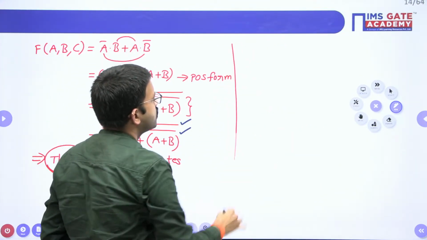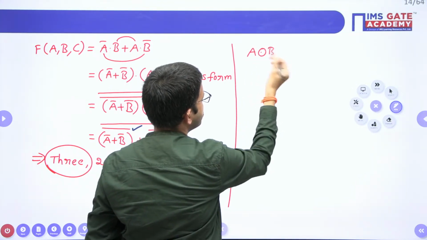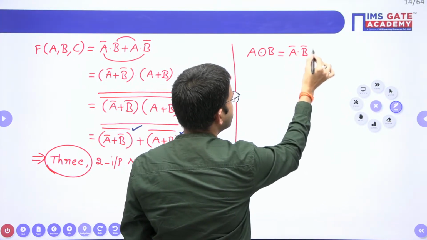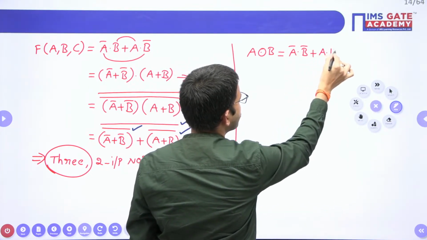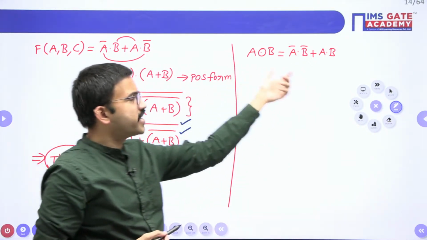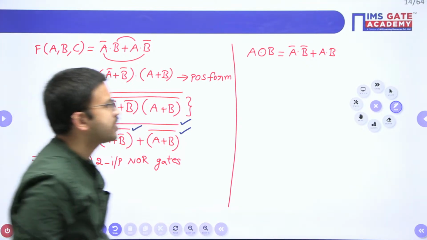say for example, if you are having A XNOR B, A XNOR B is nothing but A bar B bar plus AB. So all of you try once. For implementing a 2-input XNOR gate, how many NAND gates do we require? All of you try once.